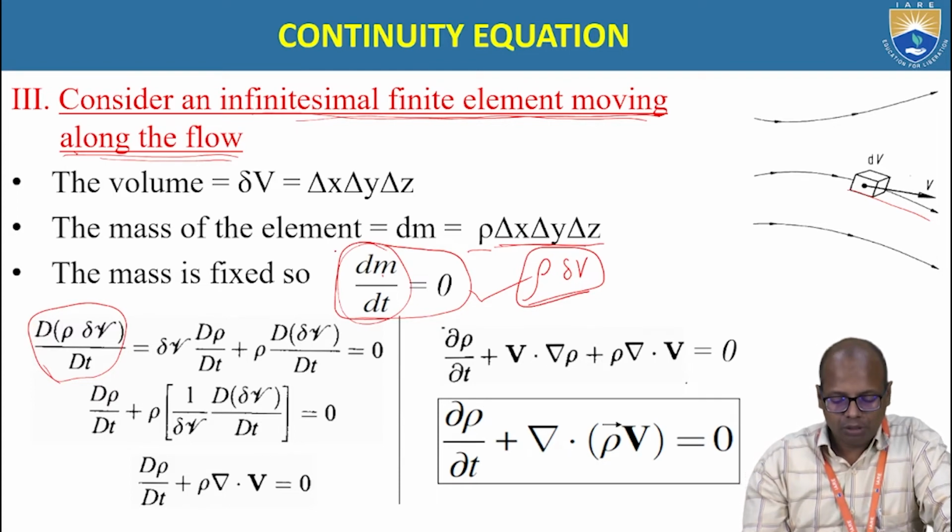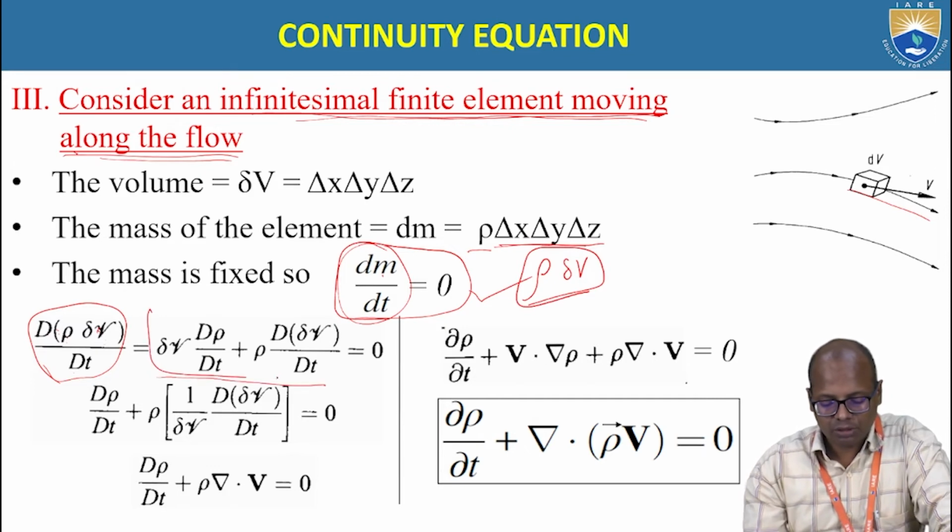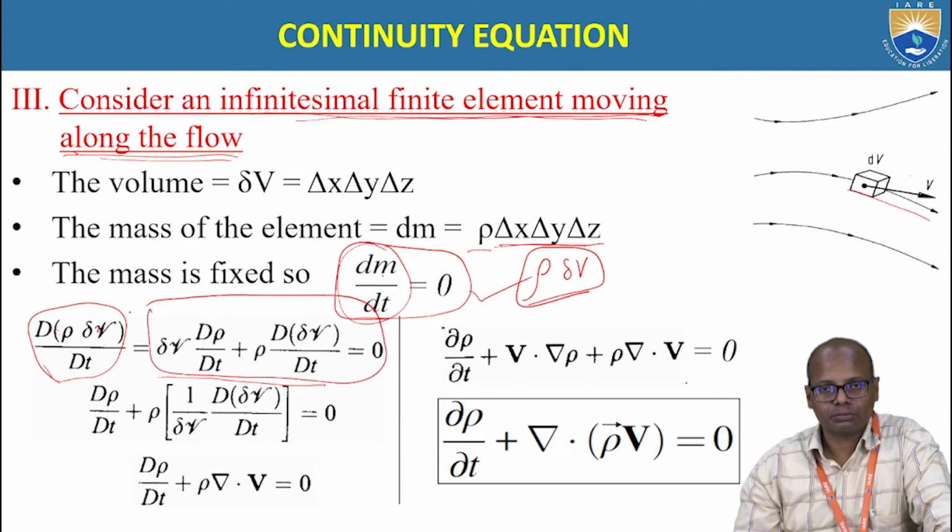Now d by dt of rho delta v. Here two terms are there. I am differentiating partially, so with two variables, rho and delta V, I am applying the UV rule. If I apply the UV rule, it will become like this. So this is the next equation.